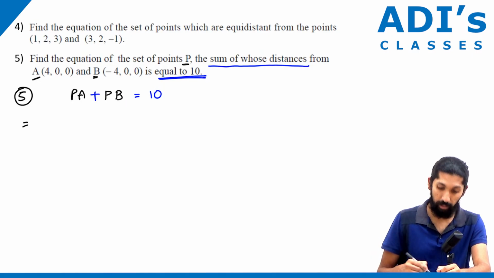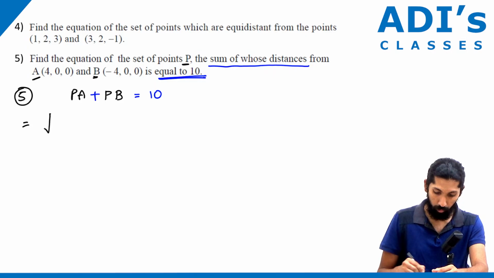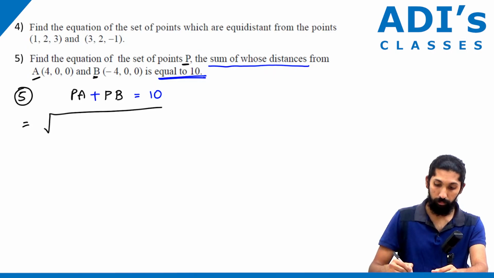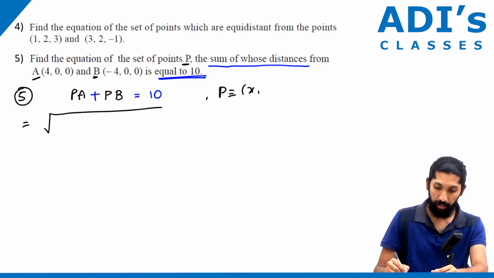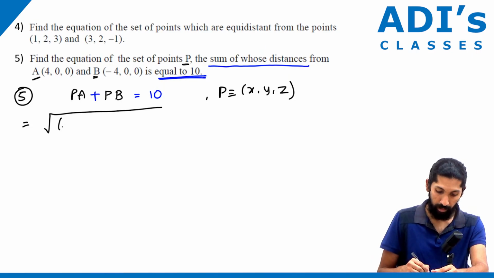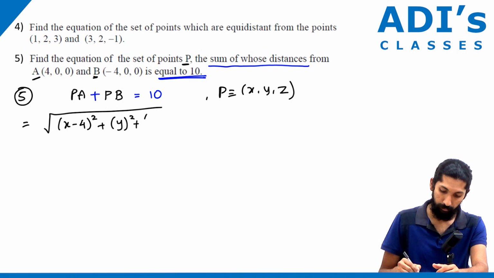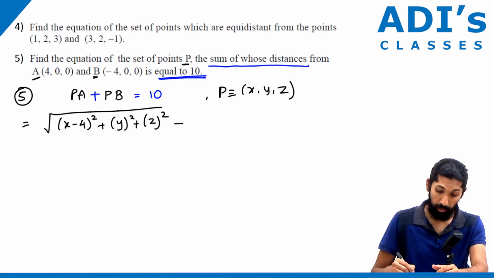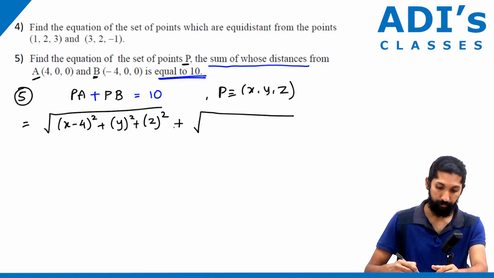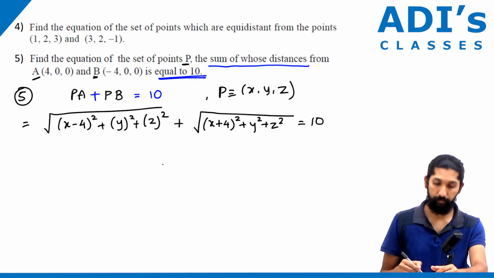To calculate this, again do the normal distance formula. Let P be x comma y comma z, a general point. So PA is going to become root of x minus 4 whole square plus y minus 0, which is y itself, so y square plus z square, plus root of x plus 4 whole square plus y square plus z square is equal to 10.